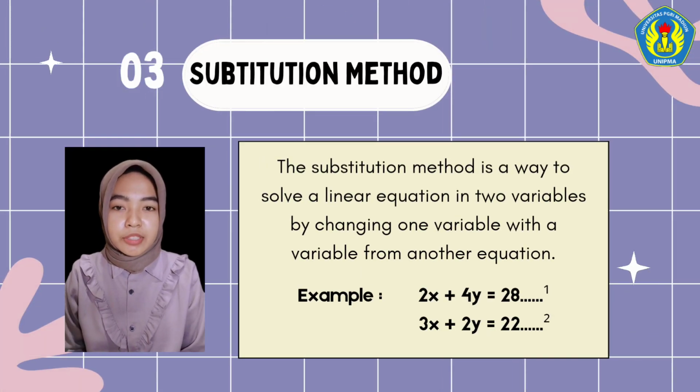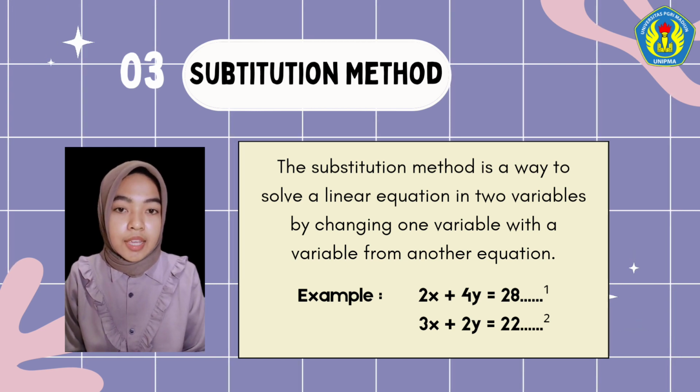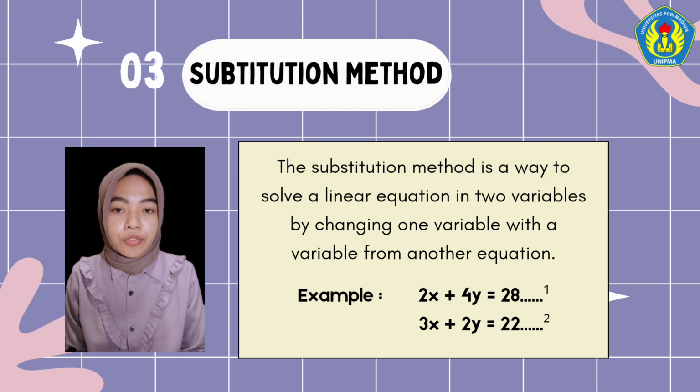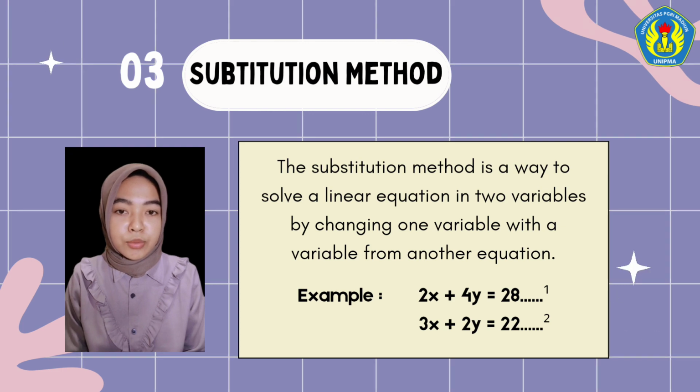Next, the substitution method. The substitution method is a way to solve a linear equation in two variables by replacing one variable with an expression from another equation. For example, determine the values of the variables x and y from the following two equations using the substitution method. 2x plus 4y equals 28. Second equation, 3x plus 2y equals 22.